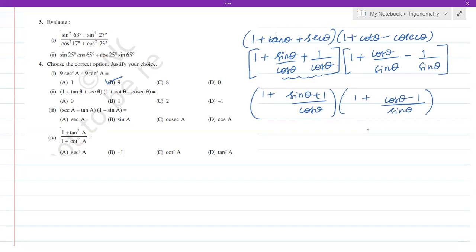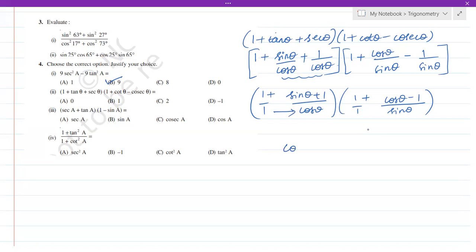Now, as I told you, once you convert it into sine theta and cos theta, you have to take LCM. So this one can be written as 1 by 1. Here also this one can be written as 1 by 1. So let's take the LCM. Here we're going to use the shortcut method. To make it easy, we'll multiply the denominators.